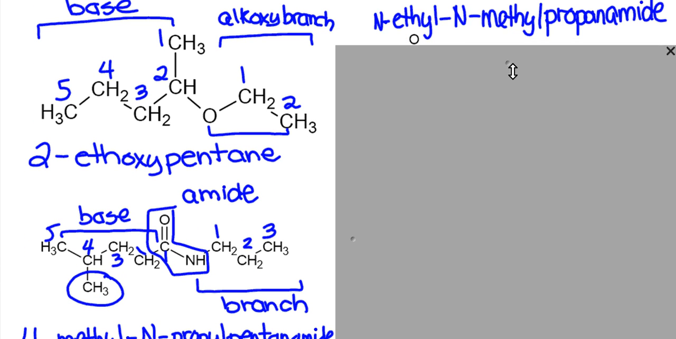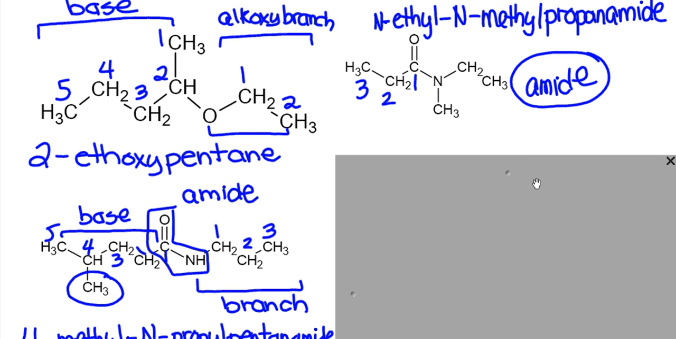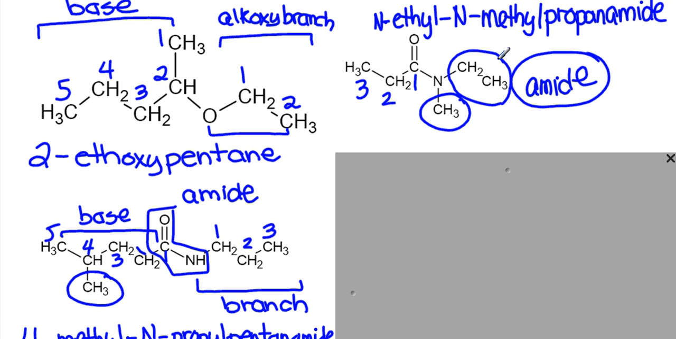Next one up. Here is the name. This is an amide. So here's your amide linkage, carbon double bond to oxygen and a nitrogen. But here there's 2 groups attached to the amino part of the group. You've got an ethyl and you've got a methyl. So ethyl comes first, N-ethyl, then N-methyl, 1, 2, 3, prop and amide.